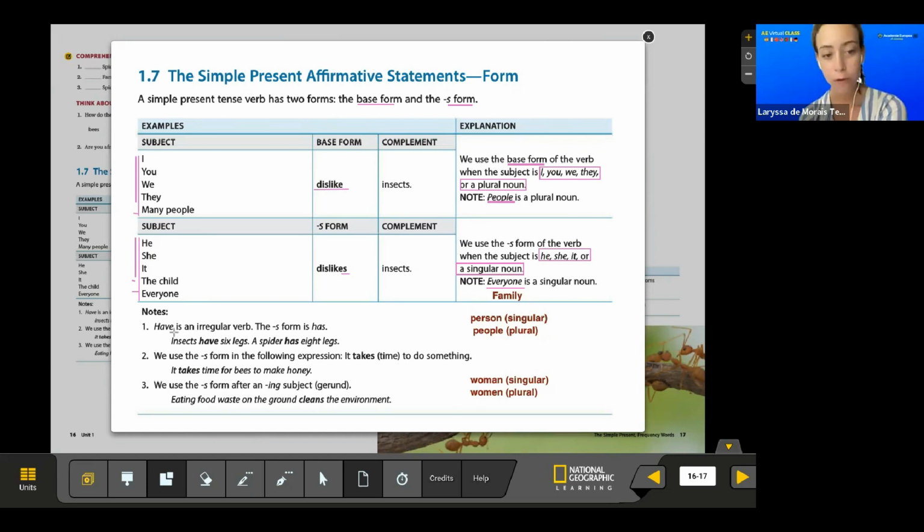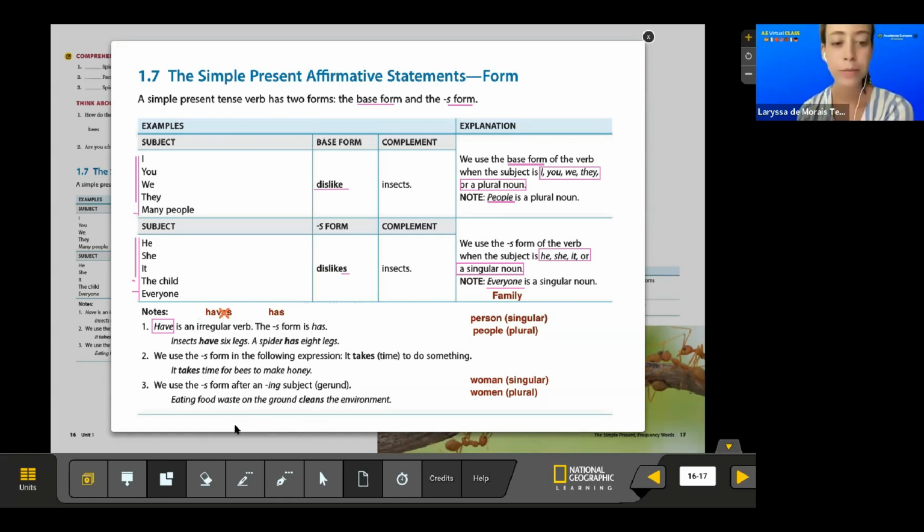When we use the verb have, it's going to be a little bit different, okay? Because usually we just put the S after the verb, okay? So dislike, dislikes. But here, when we have the verb have, we can't just put the S like this, haves. No, this is wrong. This doesn't exist. So we use has. Oops. So we use has, okay? Has. This is the S form of have.